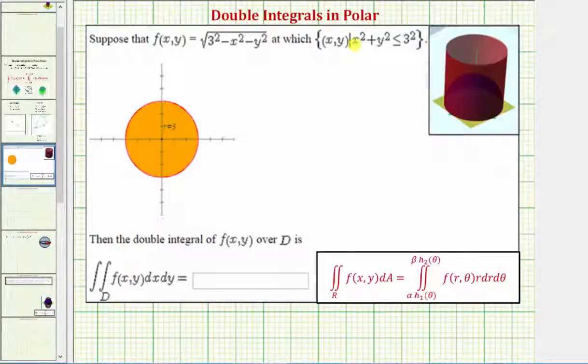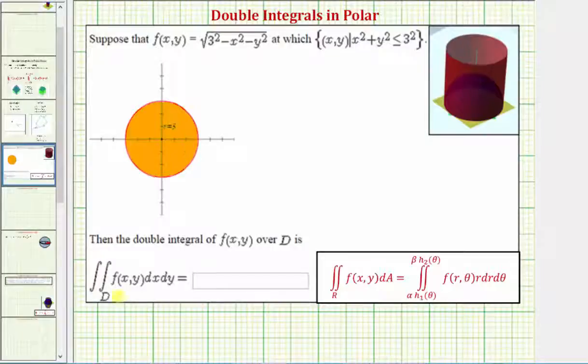But let's first take a look at the region of integration, the region x squared plus y squared less than or equal to 9. We should recognize that x squared plus y squared equals 9 would be a circle centered at the origin with a radius of 3, shown here. Because we have the inequality x squared plus y squared less than or equal to 9, the shaded region here is the region of integration.